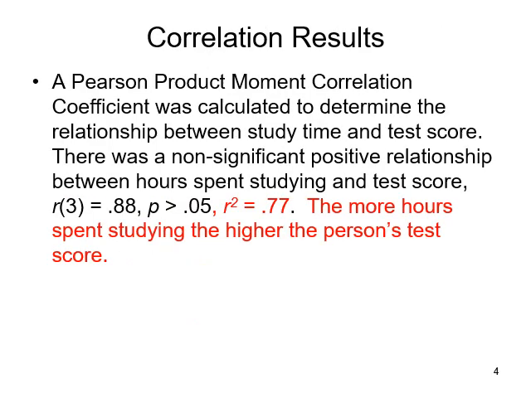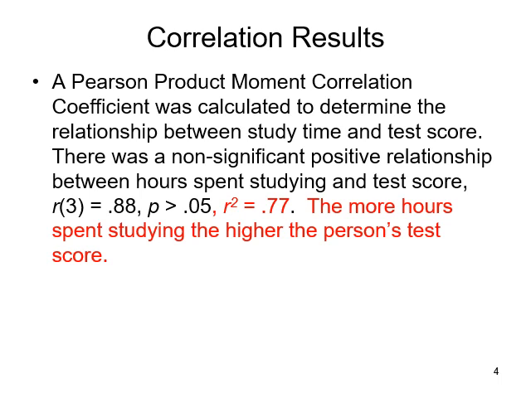So how would you report all this? Something like this. First, again, you're going to say what you did. A Pearson product moment correlation coefficient was calculated, and you're now going to say on what? To determine the relationship between study time and test score. You're now going to report what you found. There was a non-significant positive relationship between hours spent studying and test score.